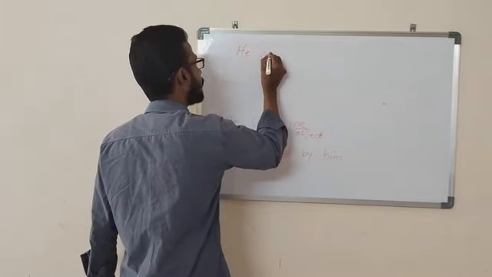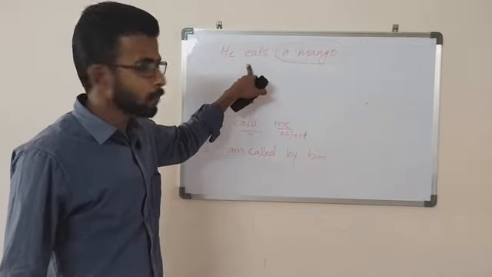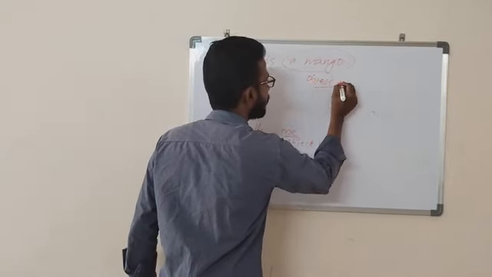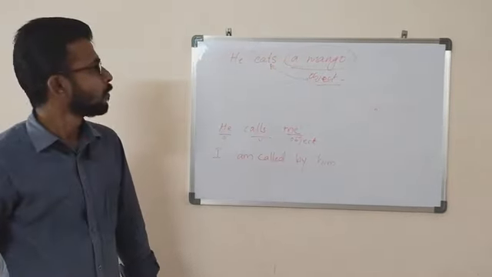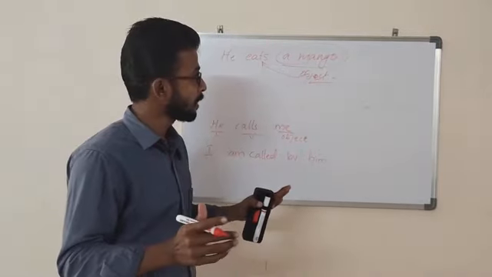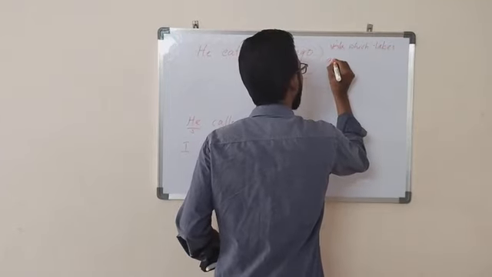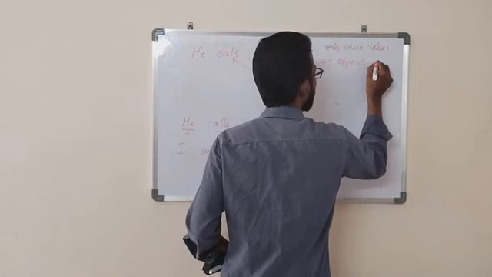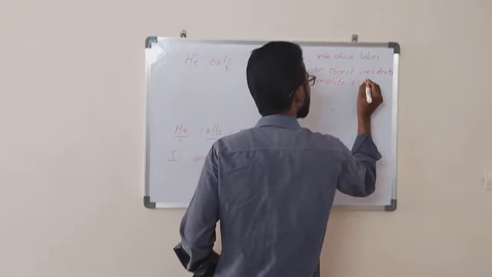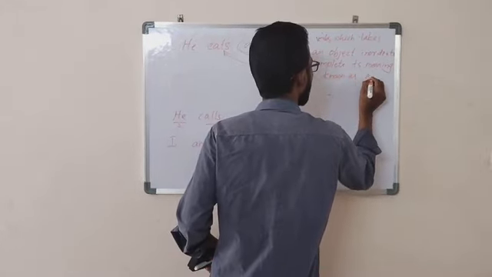Example: he eats a mango. So he eats. Whenever you say "he eats," what? A mango. That means this object is a must in order to complete the meaning of this verb. So that's why the verbs which take an object in order to complete their meaning are known as transitive verbs.